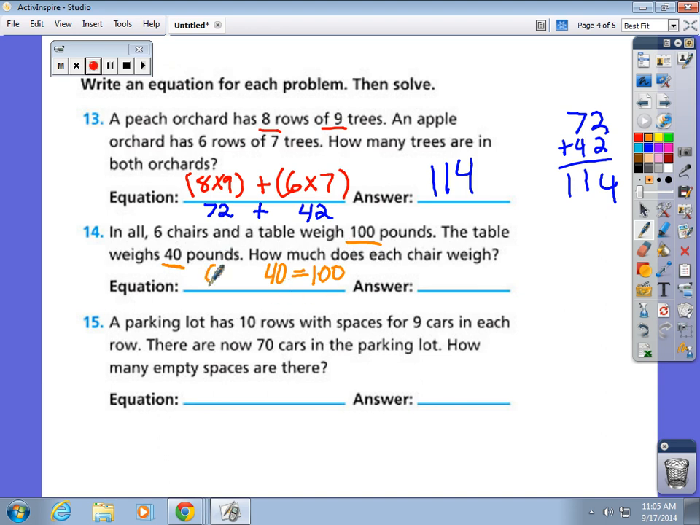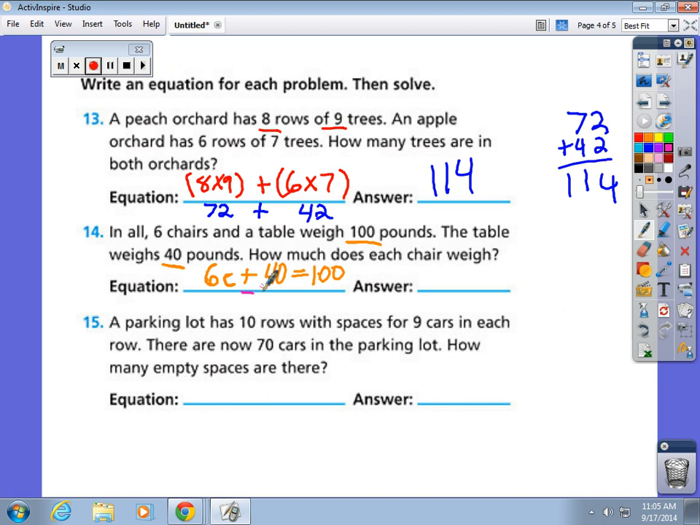So I need to have 6 chairs, 6 times the chair weight. I don't know how much those chairs weigh. I'm just going to say a C for chair weight. 6 times the chair weight plus 40. I could put 6C in parentheses, but I'm not going to. I'll just keep that separate. To solve, we're going to have to figure out how much C is worth. This is a little bit of algebra here. This is a trick one.